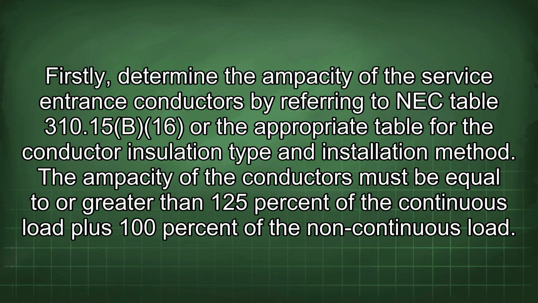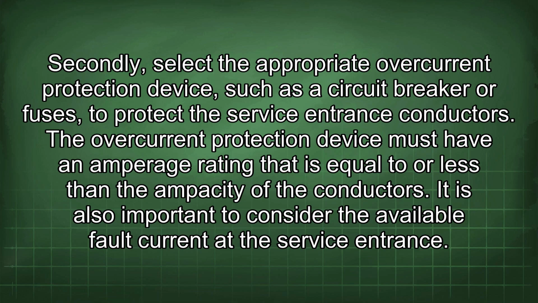Firstly, determine the ampacity of the service entrance conductors by referring to NEC Table 310.15(B)(16) or the appropriate table for the conductor insulation type and installation method. The ampacity of the conductors must be equal to or greater than 125% of the continuous load plus 100% of the non-continuous load. Secondly, select the appropriate overcurrent protection device, such as a circuit breaker or fuses, to protect the service entrance conductors.